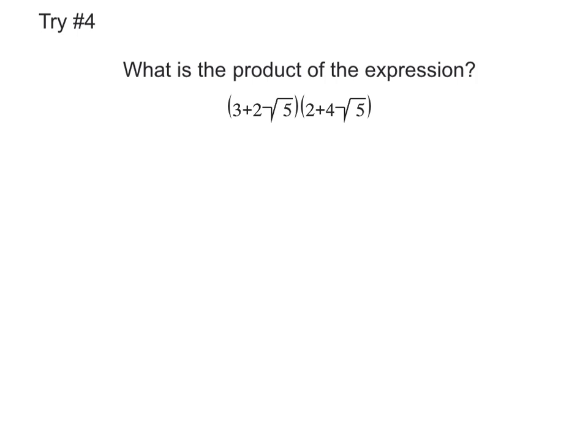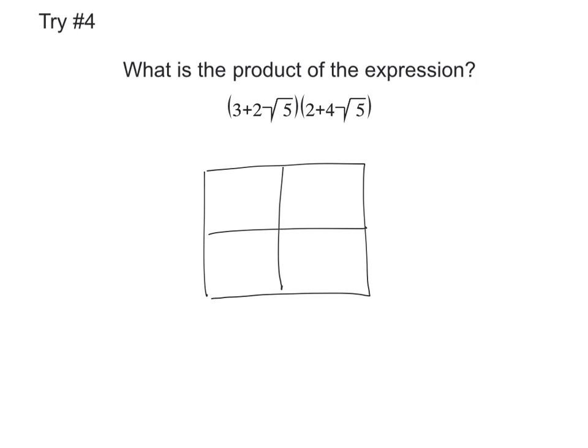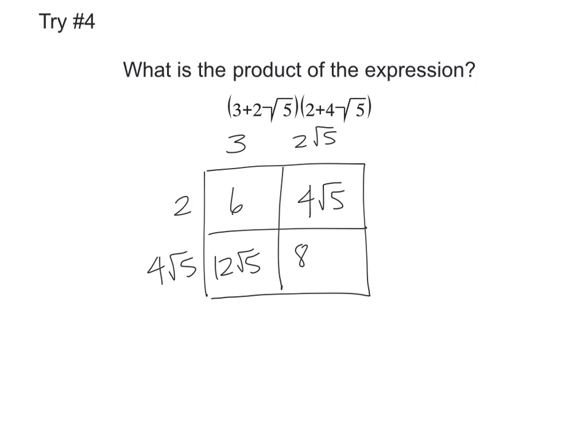Alright, so here we go. We're going to go ahead and create a box. This is 3 and 2 square root of 5. This is 2 and 4 square root of 5. So 3 times 2 is 6. This will give me 12 square root of 5. This is 4 square root of 5. And this is 8. 4 times 2 is 8. And the square root of 5 times square root of 5 is 5. So this is really 40. So when we're done, this will give us 46 plus 16 square root of 5.